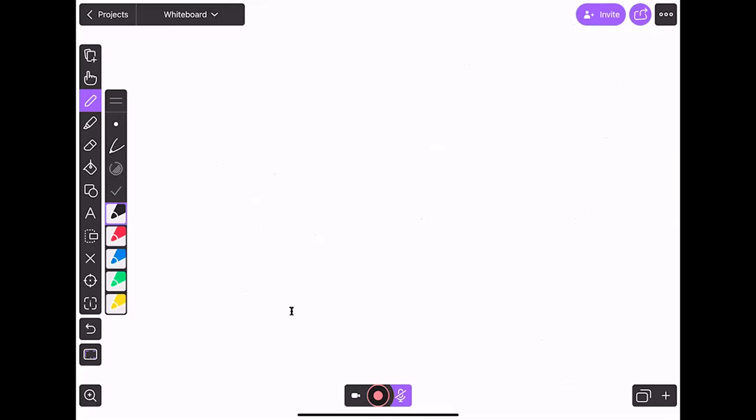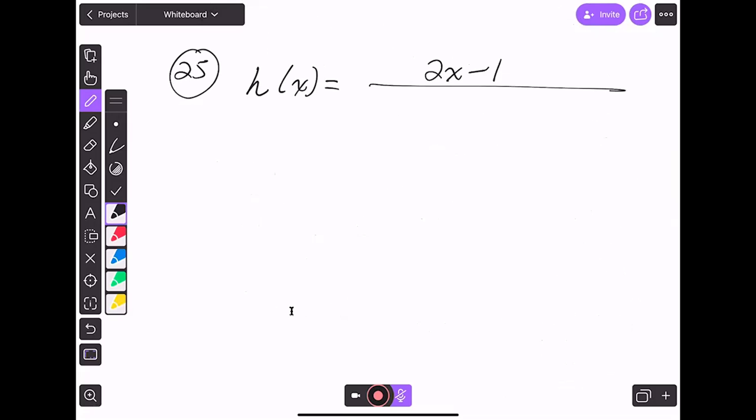And I'll write that down for you. 25 is find the domain of the following. And this is a function. H is a function of x. It's a ratio of two polynomials. And these polynomials are fairly simple. The top polynomial is linear. It's a binomial of degree 1. The bottom polynomial is quadratic. It's a trinomial. And that's degree 2, quadratic.